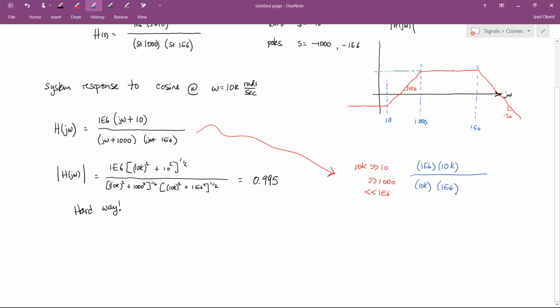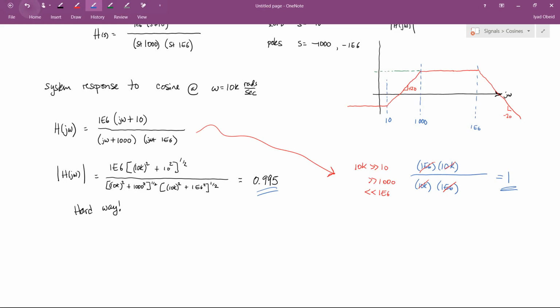And look at this. Everything cancels. Okay, so 10k cancels, 1e6 cancels. And what am I left with? I'm left with a gain of 1. Now 1 is my estimate, 0.995 is my actual value. And you can see that my quick and dirty method got me an answer that was accurate to better than 1%. Okay, so that's not too shabby.